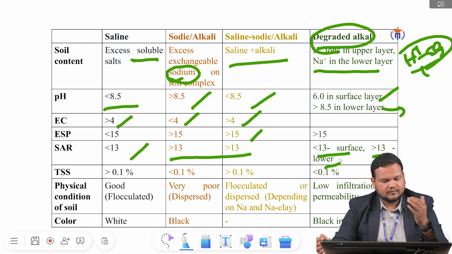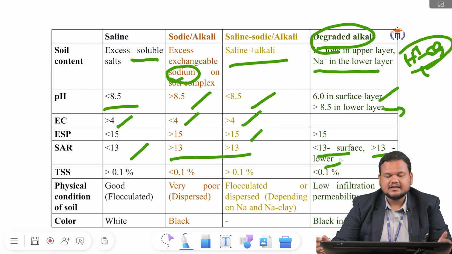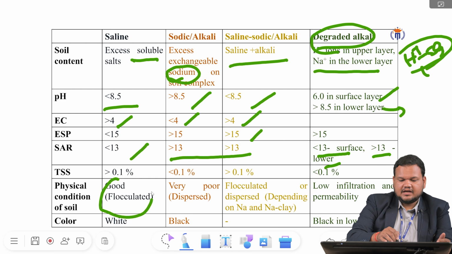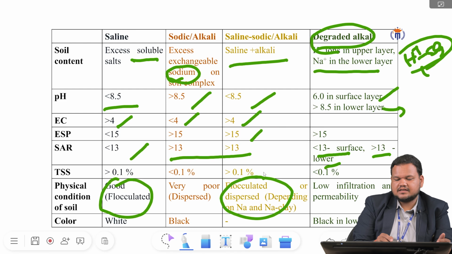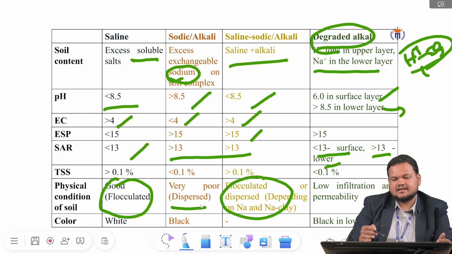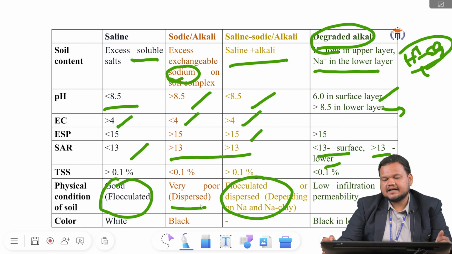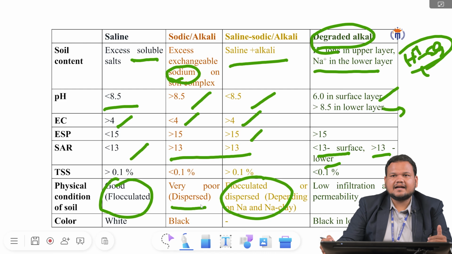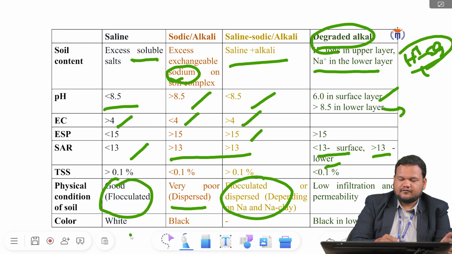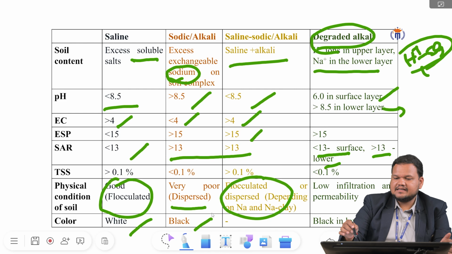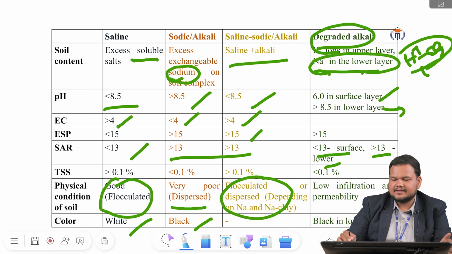So the physical appearance, how it will appear: it will be a flocculated condition in case of saline soils, and also in case of saline sodic soils, whereas you can see the dispersed condition happens in case of sodic and also degraded alkali soils. The physical color which we can identify is, saline soils we can identify as a white color, and sodic soils we can identify as a black color. And in degraded alkali soils, as sodium is present in the lower layer, you can see black color is present within the lower layer of the soil.